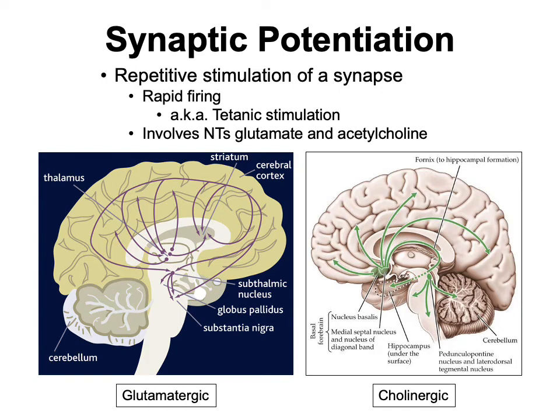Synaptic potentiation is a result of repetitive stimulus of a synapse, rapid firing, also known as tetanic stimulation. It involves the neurotransmitters glutamate and acetylcholine.